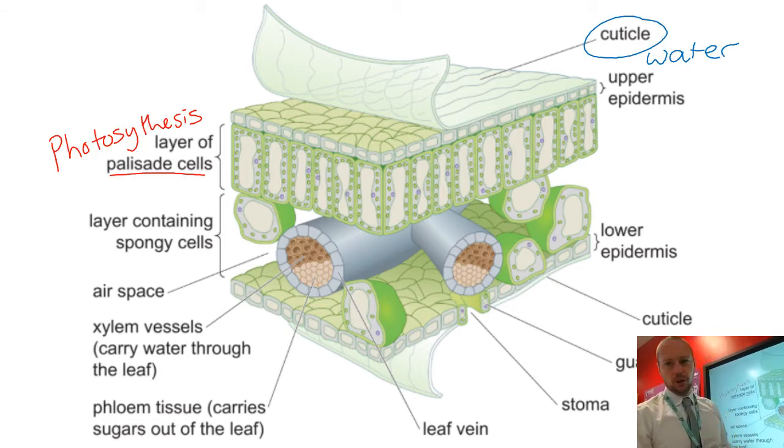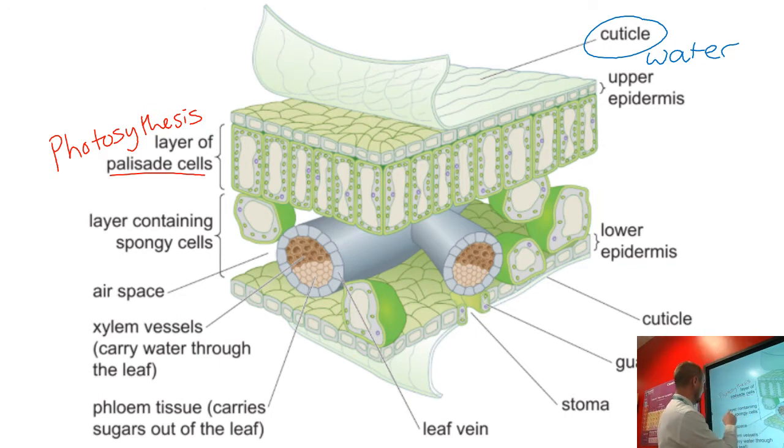Right, so the cuticle first of all, its job is to keep water in. So it stops water evaporating needlessly from the leaf. The cuticle is sometimes called the waxy cuticle. It's waterproof, so water can't just evaporate out of all the leaves.